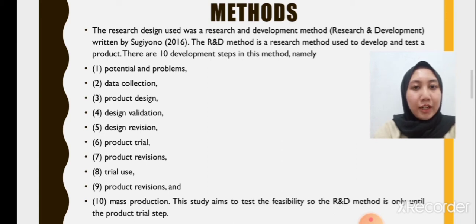product trial; seventh, product revision; next, trial use, then product revision and mass production. This study aims to test the feasibility, so the R&D method is only until the product trial step.